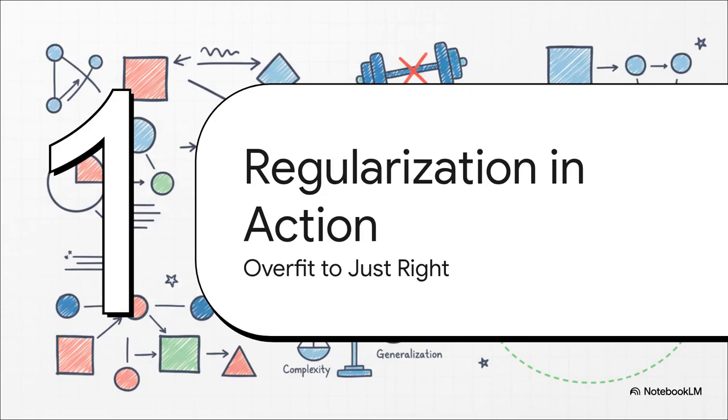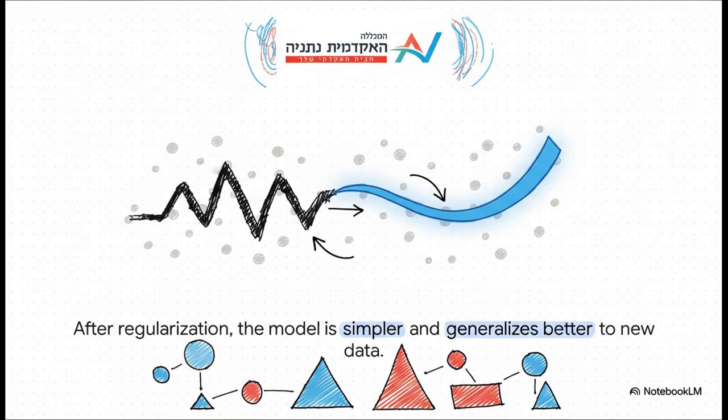Okay, so we've met the villain, we've met the hero. Now let's see the final outcome. What actually happens when we apply just the right amount of regularization to that overfit model we saw earlier? And there it is. Look at that. By adding that penalty for complexity, our wild overfit model has been tamed. It's now this smooth, sensible curve that does a great job of capturing the real trend without getting distracted by all the noise. This is a model that's ready for the real world.